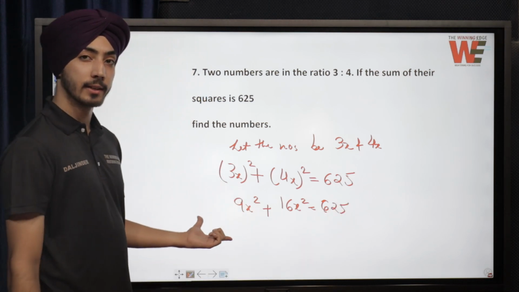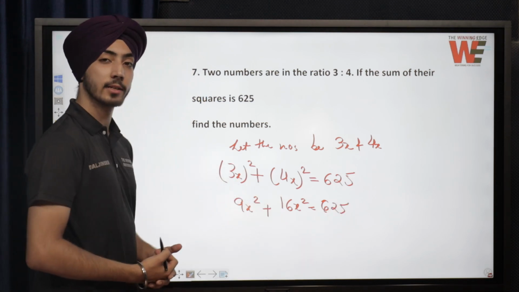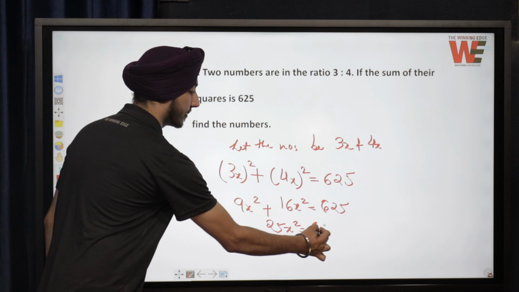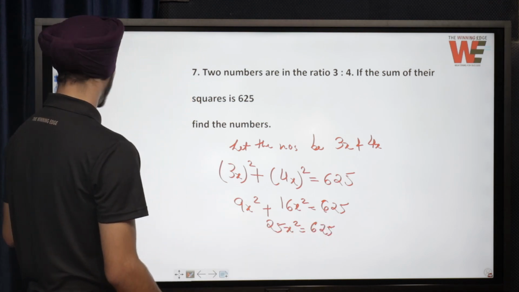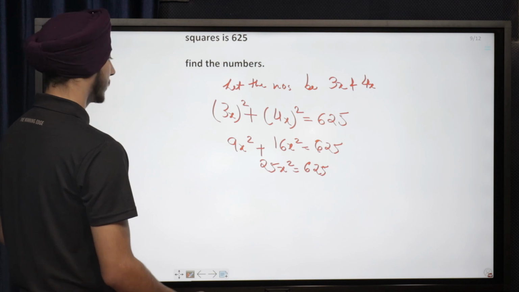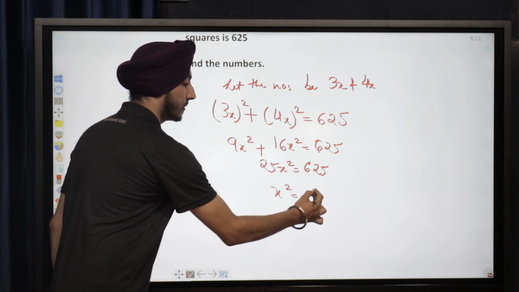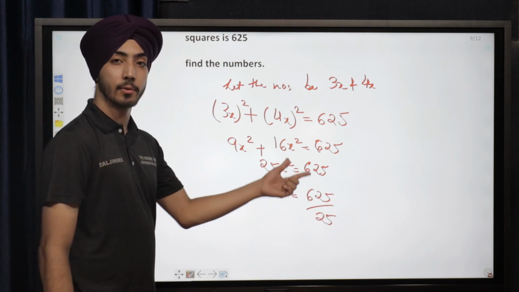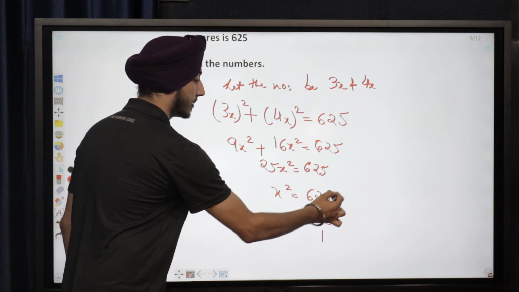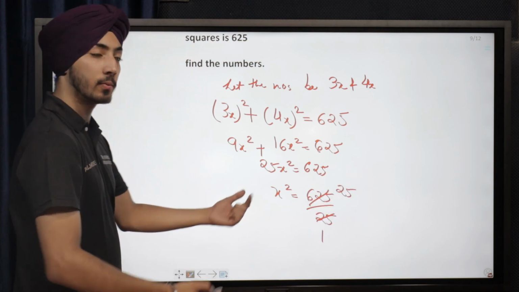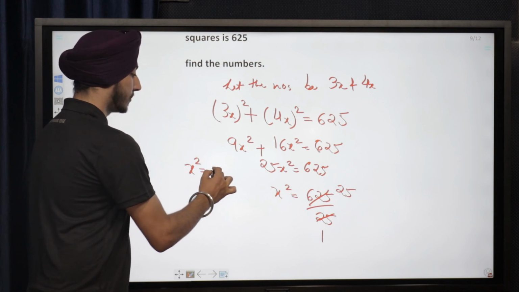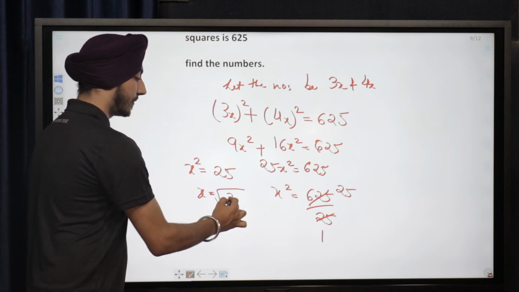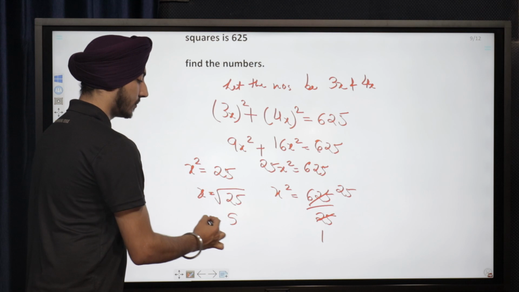I hope no one has any doubt till here, right? Now 9x square plus 16x square will give you 25x square, which is equal to 625. Let's solve this further. So x square will be equal to what? x square will be equal to 625 upon 25. Now 25 into 25 is 625. So from here we get the equation as x square is equal to 25, which means x will be equal to under root of 25, which will give you x value as 5.